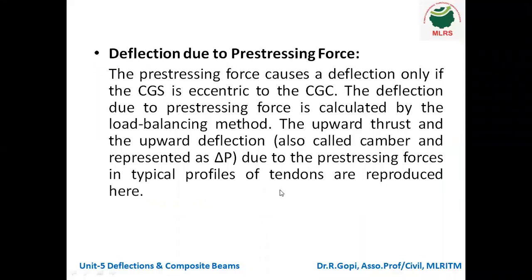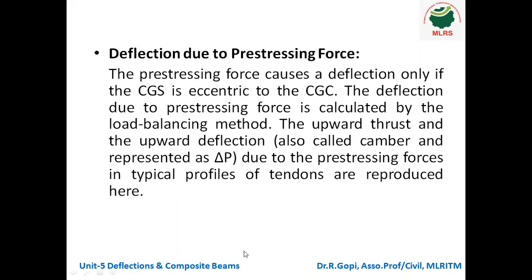Next, deflection due to prestressing force. So how to calculate? These are the newer ones; the deflection formulas before this we already studied. The prestressing force causes a deflection only if the CGS, the center of gravity of the section, is eccentric to the center of gravity of the cable. CGC means cable. The deflection due to prestressing force is calculated by the load balancing method.